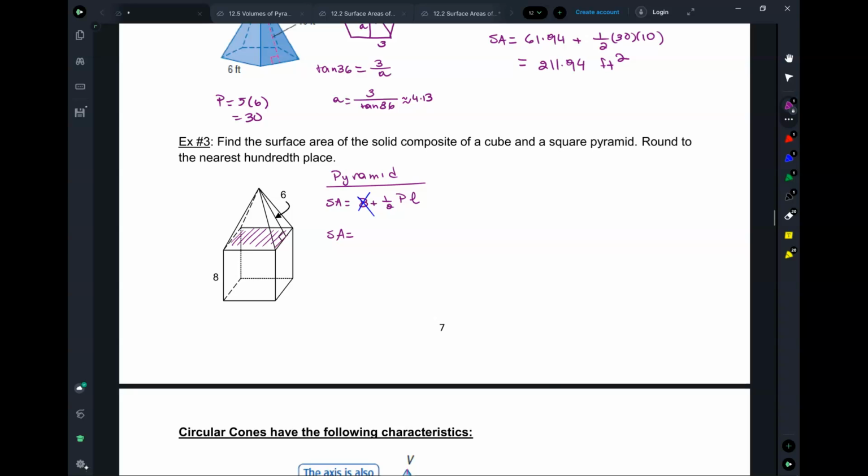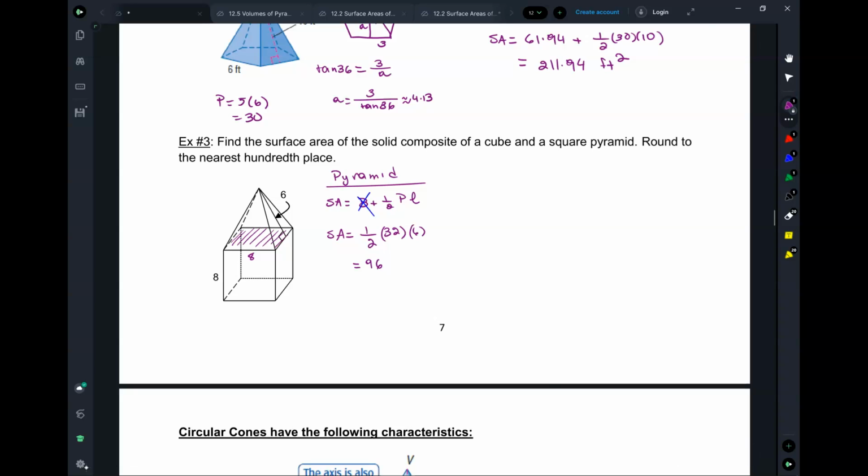Julian, what are we going to use for the perimeter here? What's the perimeter of the base here? Each side is 8, right? So this is half times the perimeter, which is 32, times the slant height, which is 6. Okay, so 3 times 32, this is 96.